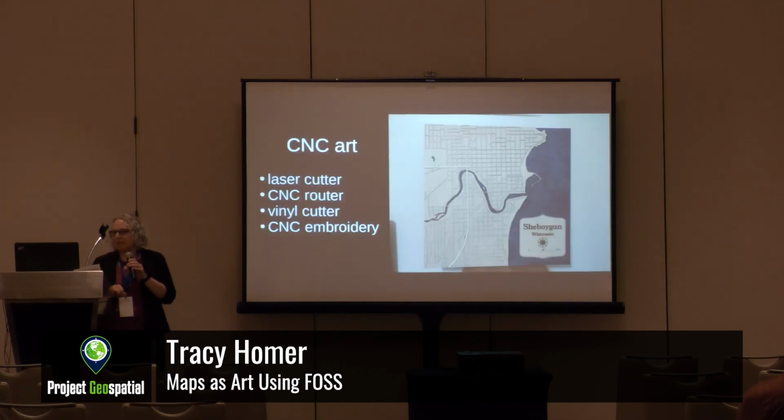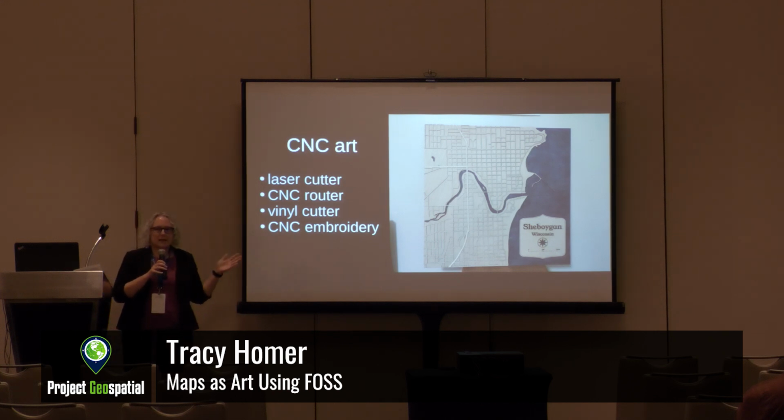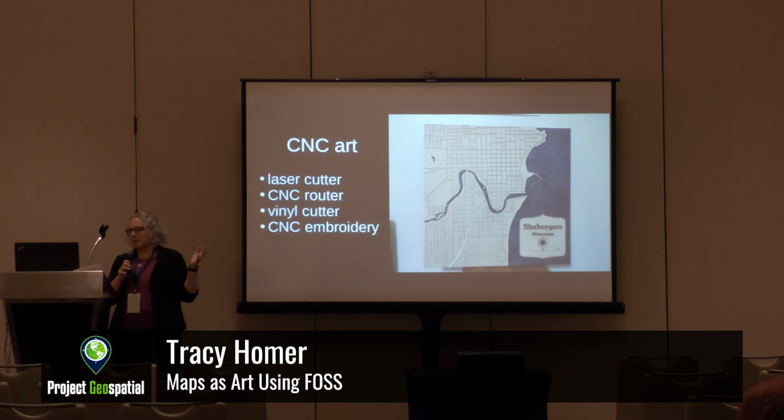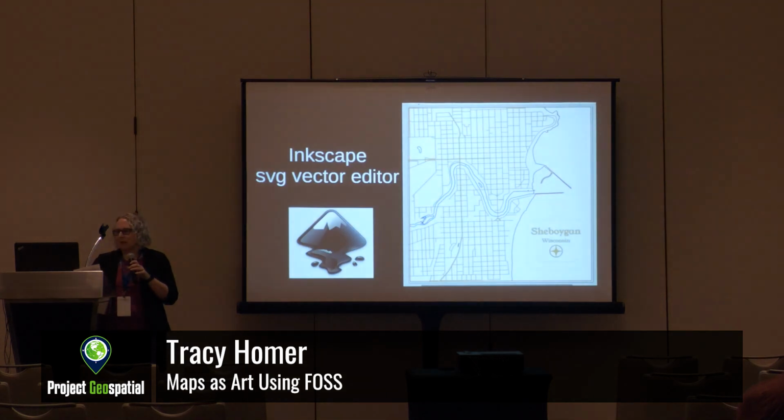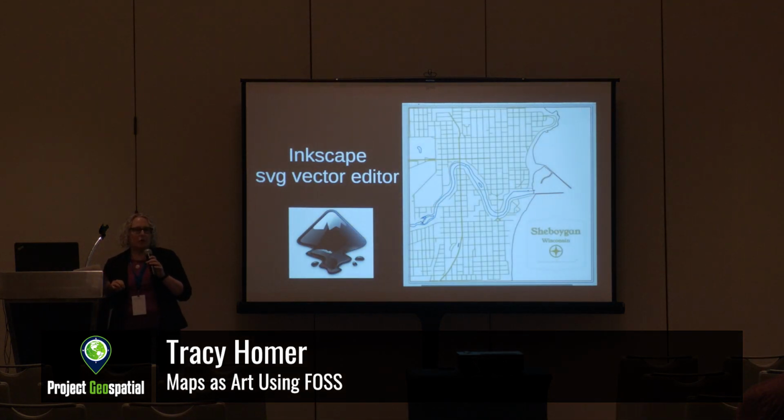The second kind of map I made was a CNC laser cut map. This is my hometown of Sheboygan. Basically, I just took the data from their open data portal and I extracted the streets, put a buffer around them. I extracted the county line, which included the river, and put it into Inkscape, which is my favorite vector editing program.